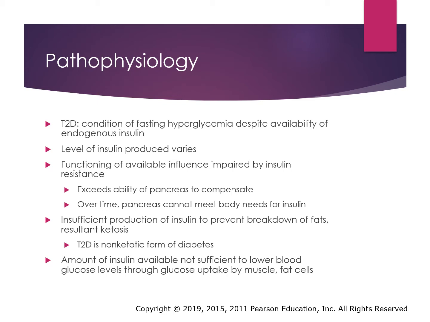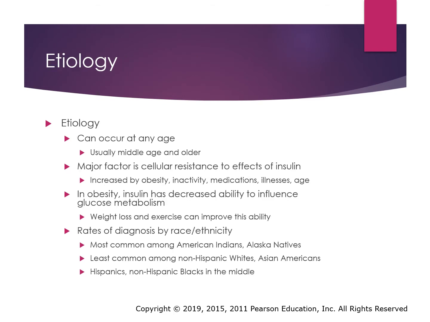The amount of insulin available is not sufficient to lower glucose levels. So you do have insulin over time. As the pancreas continues to be destroyed, you will eventually not make enough insulin. So the amount that is being made is not enough. Insulin has a decreased ability to influence glucose metabolism in people who are obese, and the uptake by the liver, skeletal muscles, and the adipose tissue can influence the metabolism of it. The exact reason is not clear, but weight loss and exercise may improve the mechanism responsible for the insulin receptors.